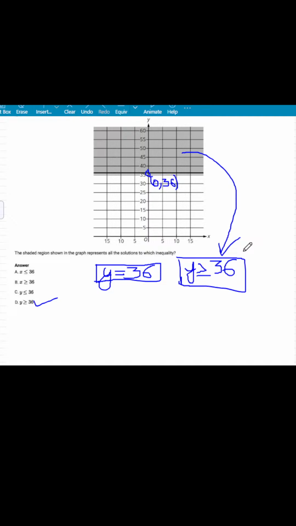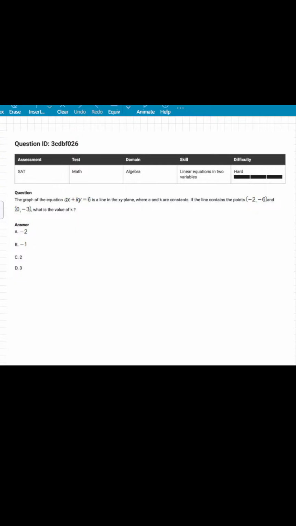Okay, let us go to the next question. This is a question on linear equations in two variables, and this is a hard difficulty level question. We're given the following statement: the graph of the equation ax plus ky is equal to 6 is a line in the xy plane where a and k are constants. If the line contains the points minus 2 comma minus 6 and 0 comma minus 3, what is the value of k?